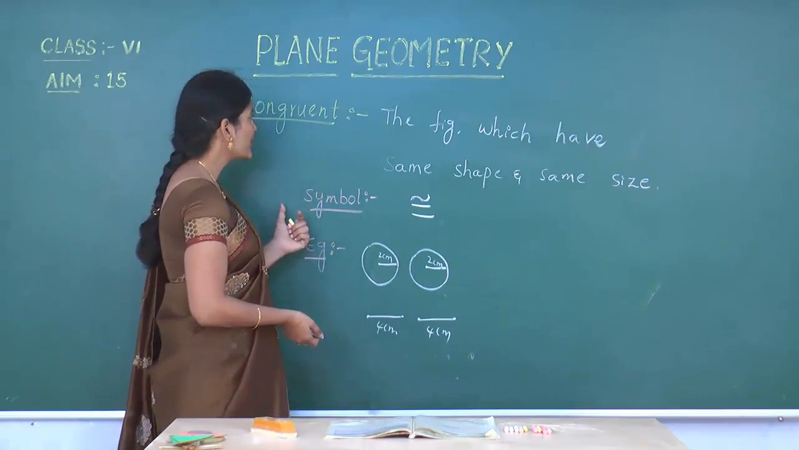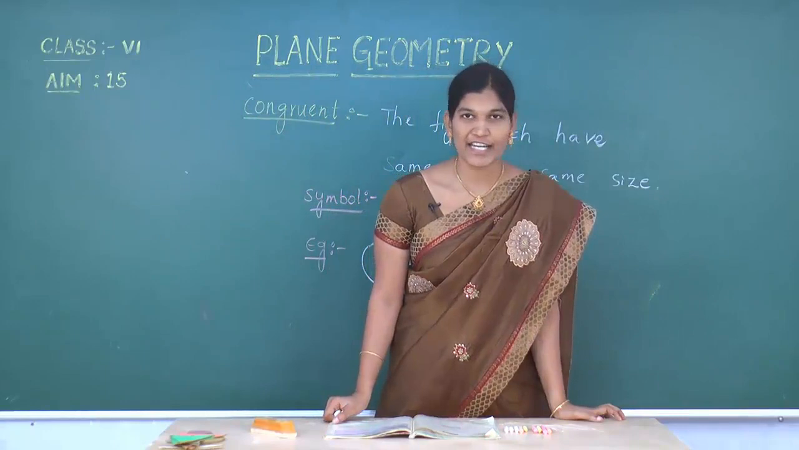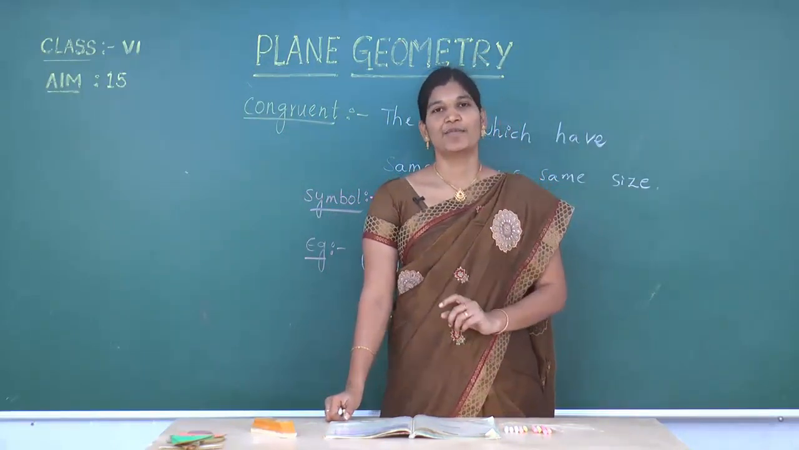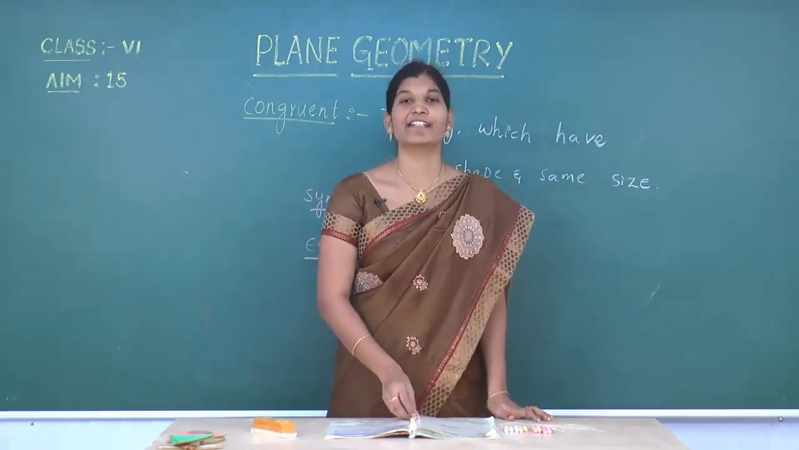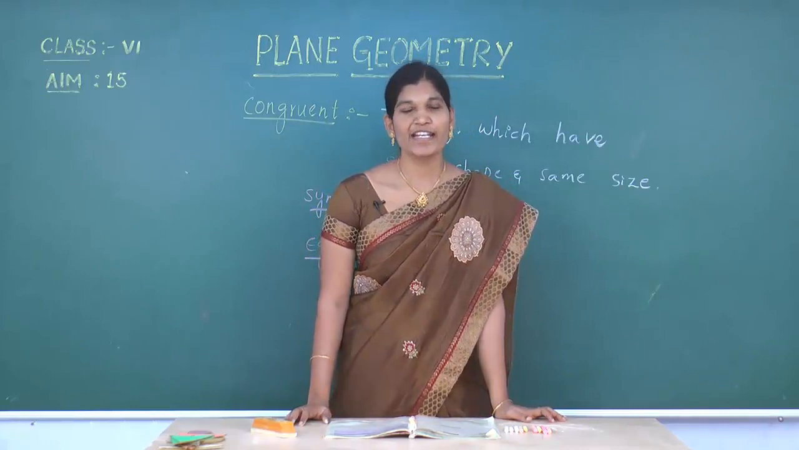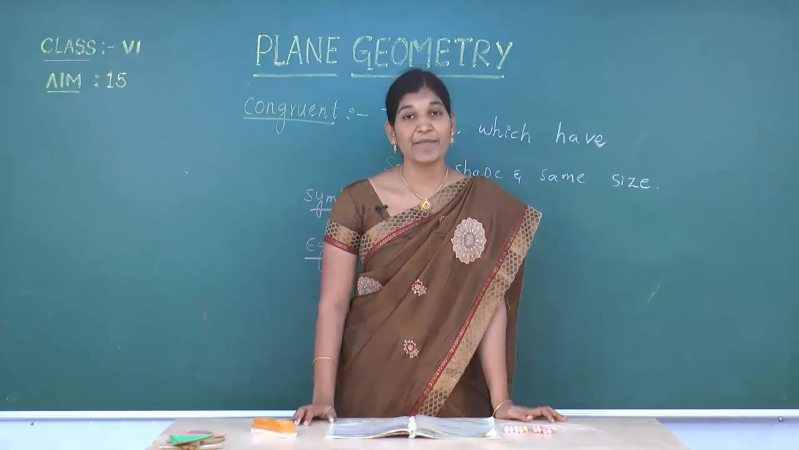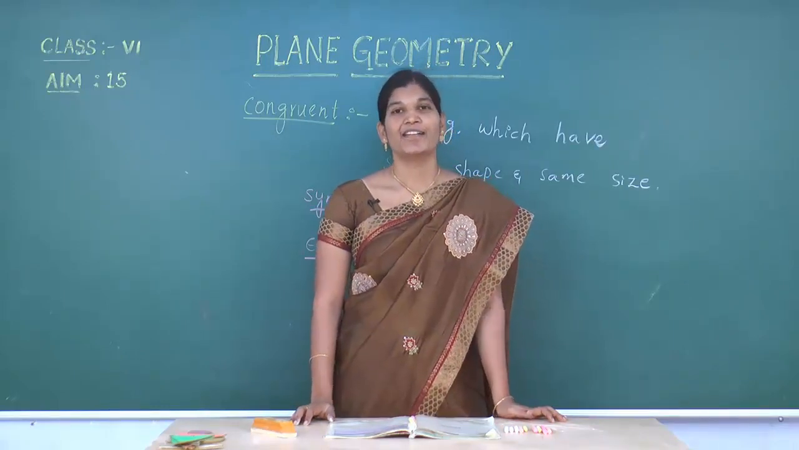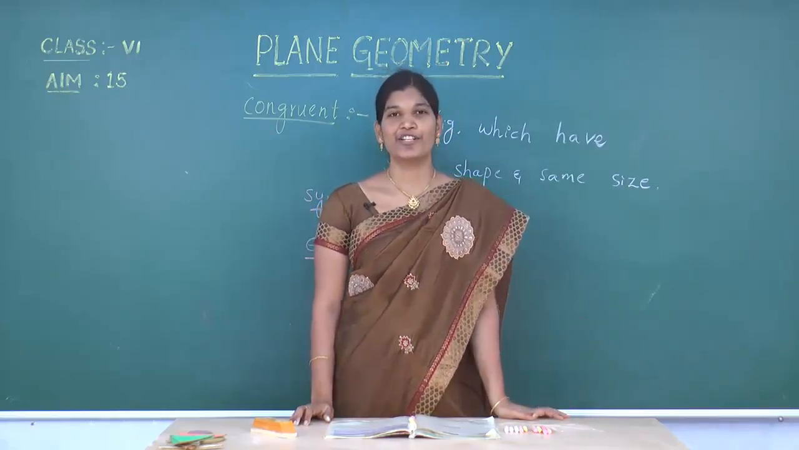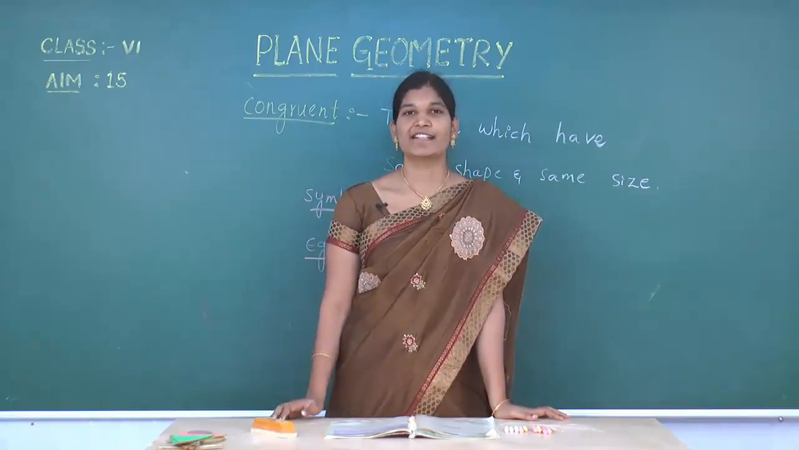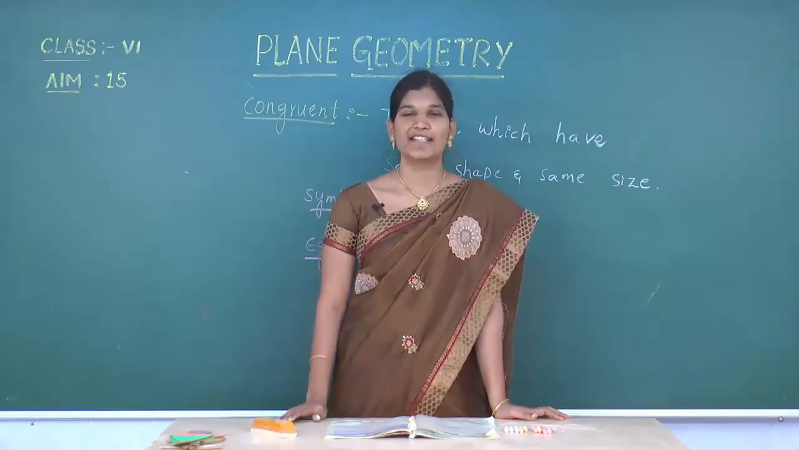And what is the property of congruent figures? The measurement of the figure should be the same. Not only shape, the size must also be equal. The difference between similar and congruent figures is that similar figures have only the same shape, whereas congruent figures have the same shape and the same size. The property of similar figures is that the corresponding sides are in the same ratio, whereas in congruent figures the measurements of the sides should be the same and their areas should also be the same.